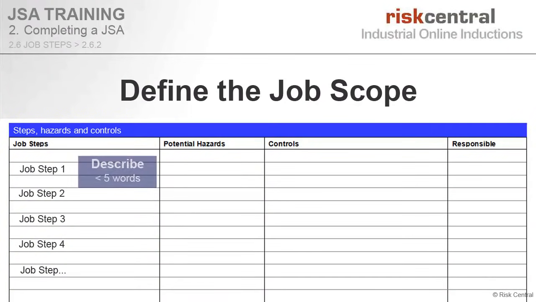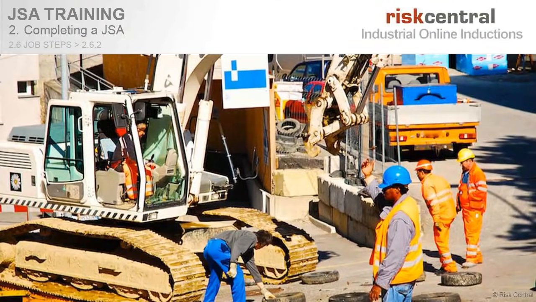Clearly describe each step in a few words, 5 or less. Describe what is to be done rather than how it's done. Each step should be started with a verb, such as do, remove, open, or fix. Each step should be part of the operation necessary to advance the work.